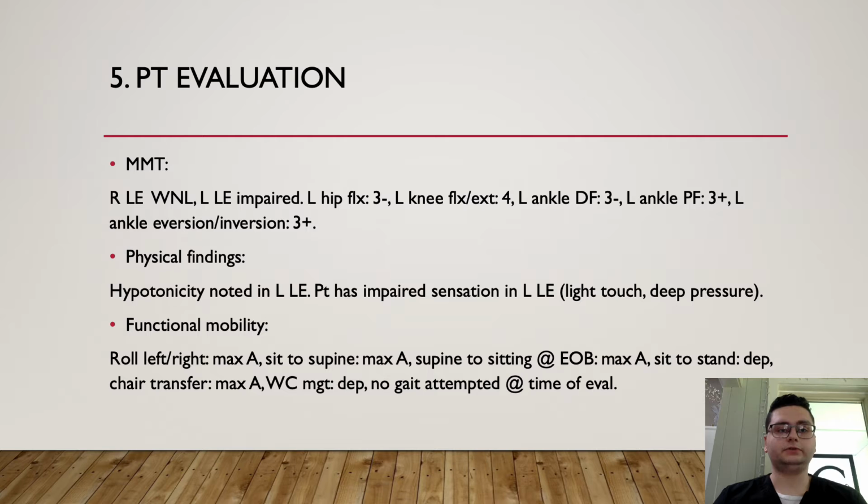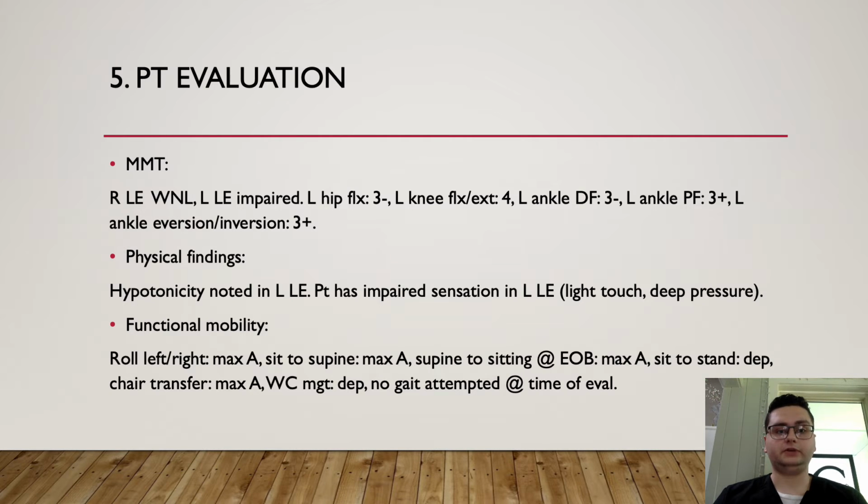So the physical therapy evaluation. So keep in mind this was at inpatient rehab, so you'll see that a lot of the tests that were performed are focused a lot on functional mobility. So for manual muscle testing, the right side, focusing primarily on the lower extremities, was within normal limits. The left lower extremity obviously being the side that was impaired.